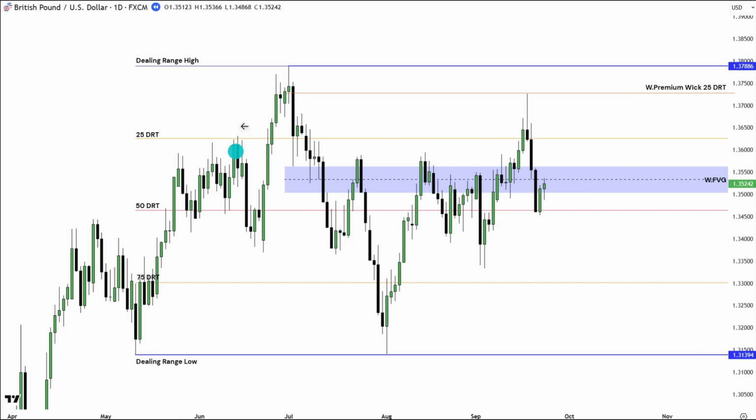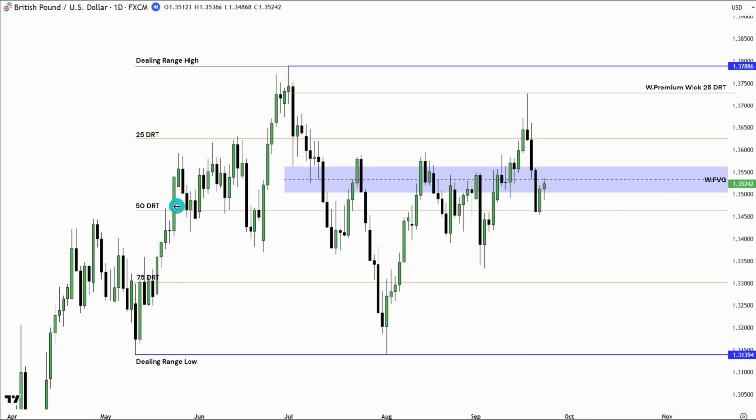Once we have established this, we can grade this entire range using DRT, where we have the dealing range high, which is the highest price inside of all of this price action. The dealing range low, which is the lowest price inside of all of this price action. The 50 DRT level, which is the fair price or the mid price between the highest price and the lowest price. And then in between that, we can have the 25 DRT level, which is the mid price between the 50 DRT and the dealing range high. And the 75, which is the mid price between the 50 level and the dealing range low.